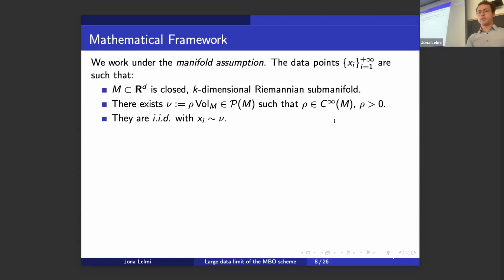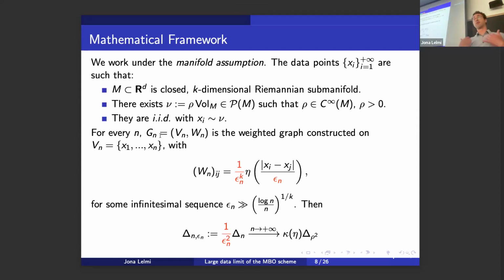So once you have this, you construct a sequence of graphs, Gn, where the vertex set of the nth graph is just a collection of the first n data points. And then the adjacency matrix Wn is constructed as before. So for points xi and xj, we put the weight to be a function of their Euclidean distance. Just that now you also rescale by a parameter epsilon n, which will go to 0 as the number of data points goes to infinity.